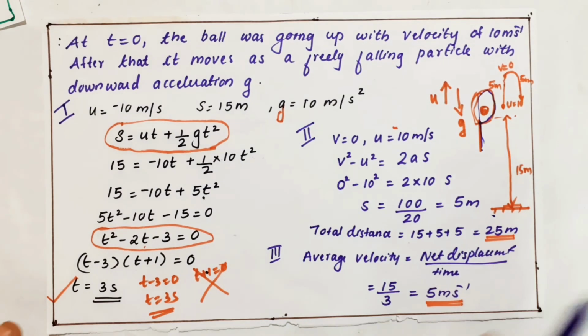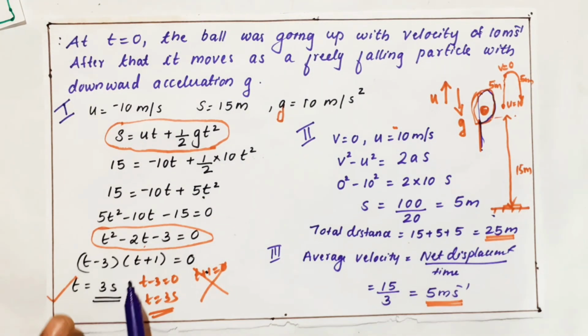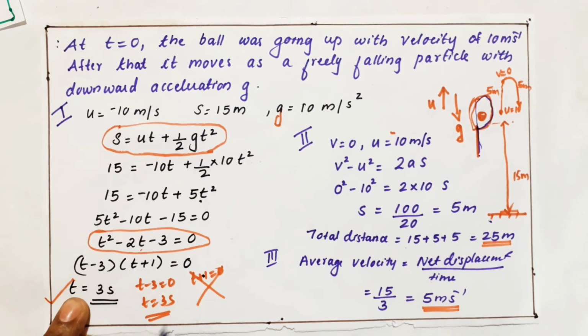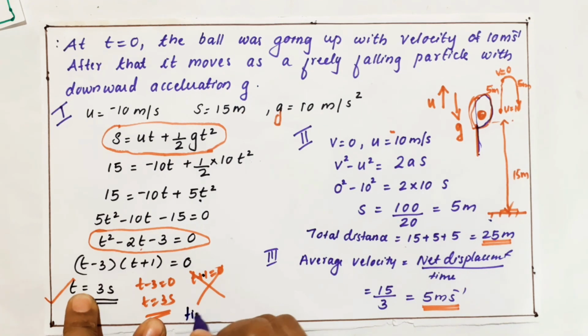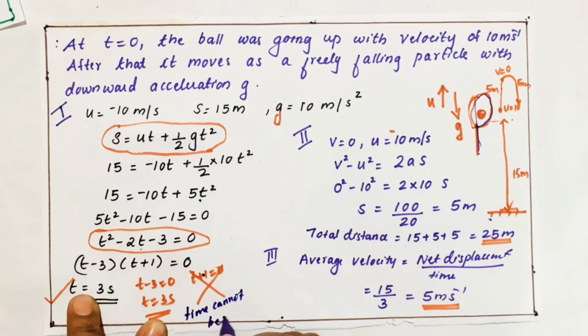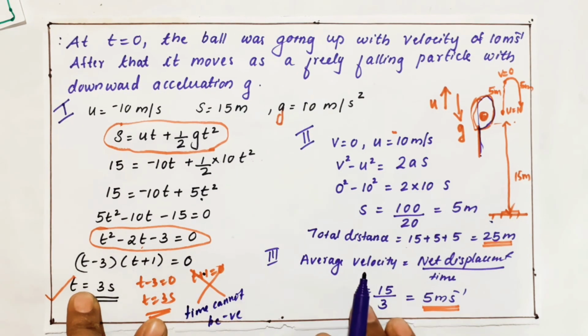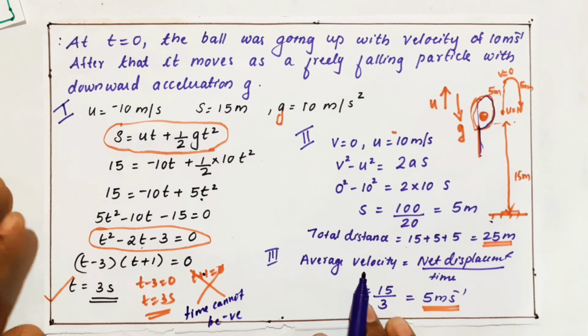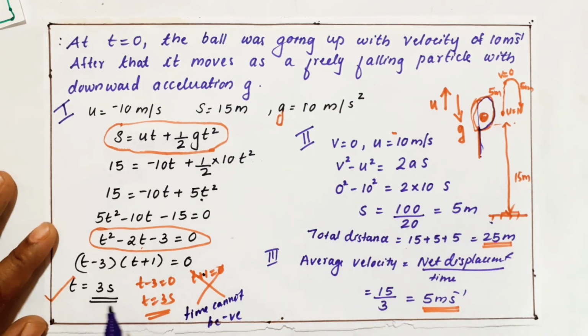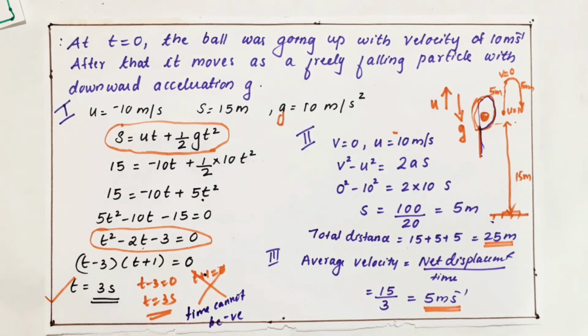Okay. Why we are not taking t plus 1? Because if you take that, the time is coming as negative. Time cannot be negative. Some people may get the doubt like why I did not take the second term. Because time will come as negative. So first I calculated what is the time taken, the time taken for the ball to come down.